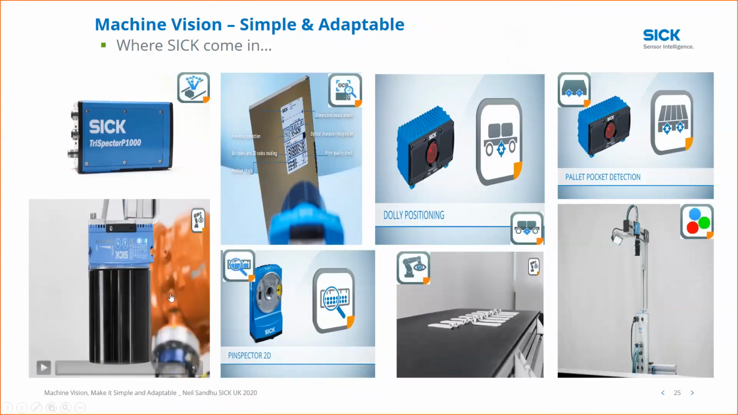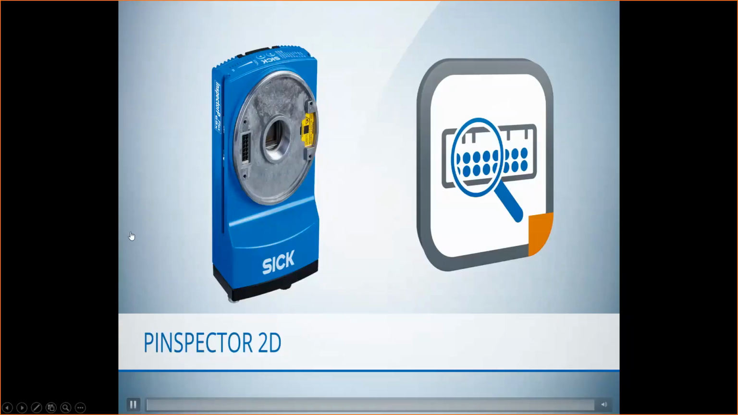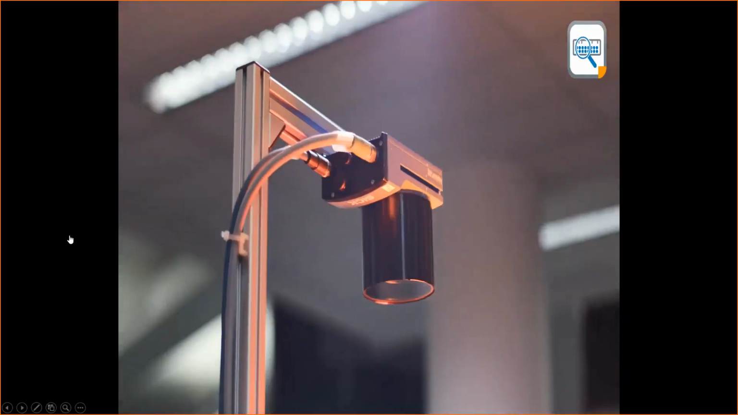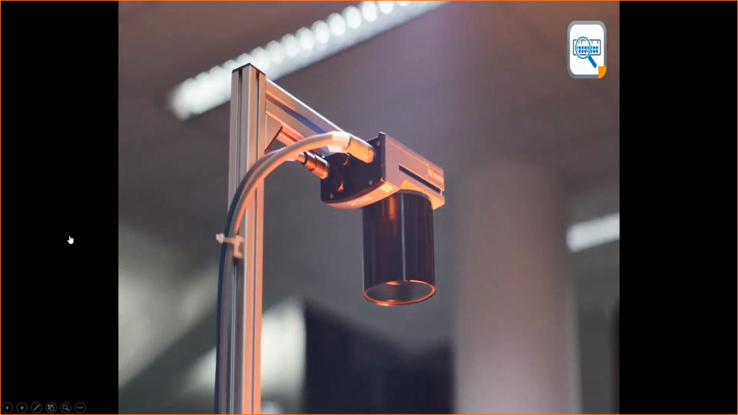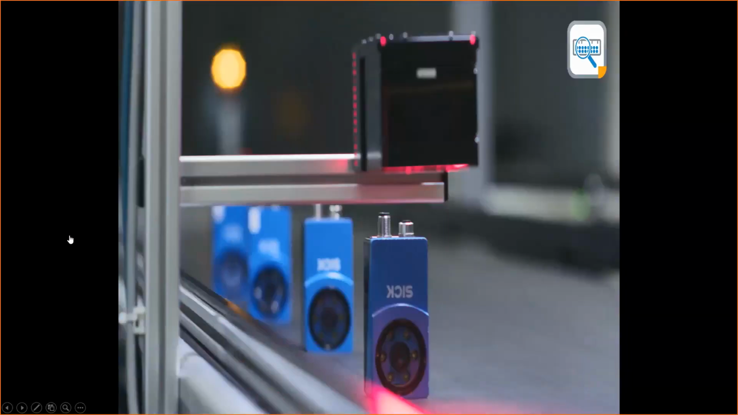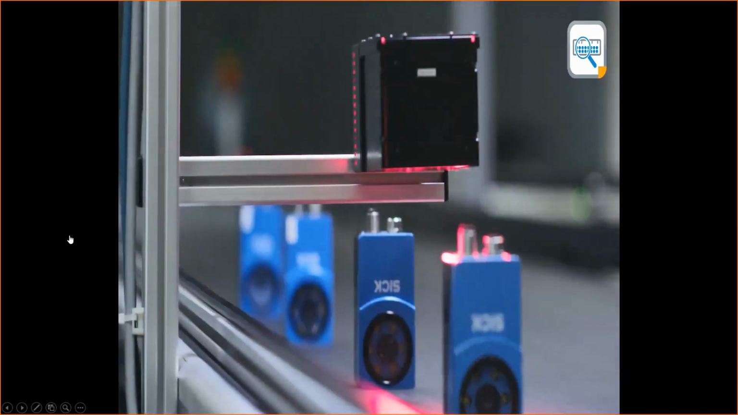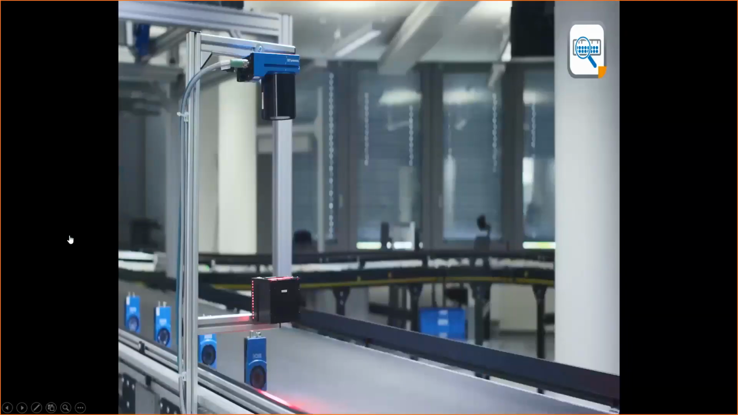Okay, we then can come on to our electrical connector system, again the same camera, different app, called Pin Inspector, and here you see it working in one of our factories, looking at the pins in some of our other vision sensors.